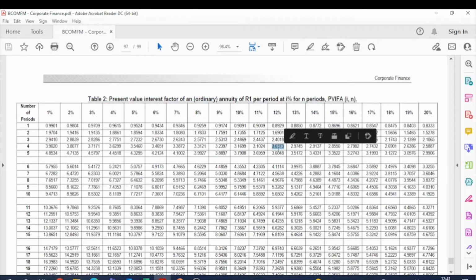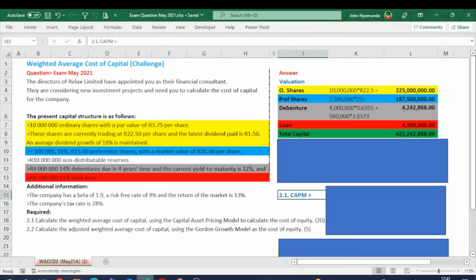You see 3.0373. Those are the factors you are going to see here. And if you multiply those two factors, you get 4.242888. Loan in red, line number 13, you do nothing. If you add everything, you get this big number. That is the total financing of this business. Step number 1 is completed.